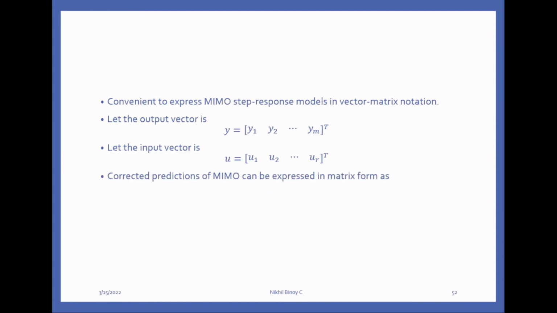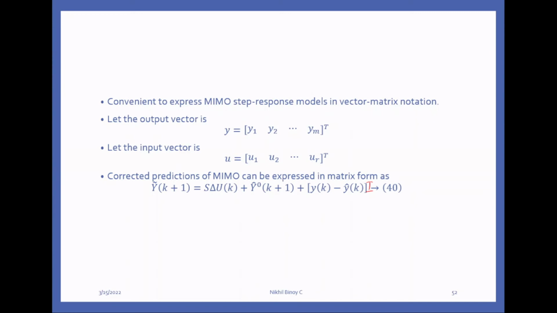So I am directly going to explain the vector prediction, not the simple prediction. The prediction of a multi-input, multi-output system can be expressed in matrix form as y cap of k plus 1 is equal to S delta u of k plus y cap 0 of k plus 1 plus I into y of k minus y cap of k. Here I forgot to add I, sorry, here I.